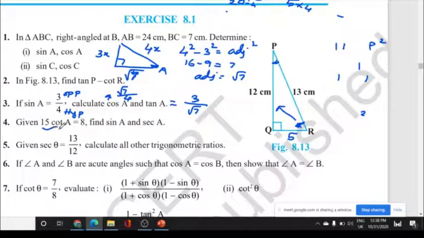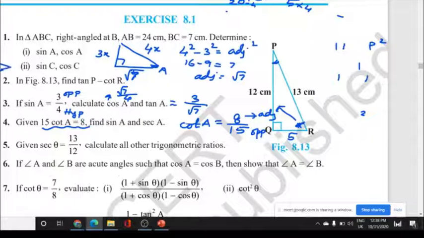See, 15 cot A equal to 8 is given. We are going to stop the class, I'll just tell you how to do this. 15 cot A equal to 8 is given. That means cot A is equal to 8 by 15. What is cot? Adjacent by opposite side. So whatever be the angle A, 8 is the adjacent side and 15 is the opposite side. So whichever right angle triangle you draw here, cot A is given.